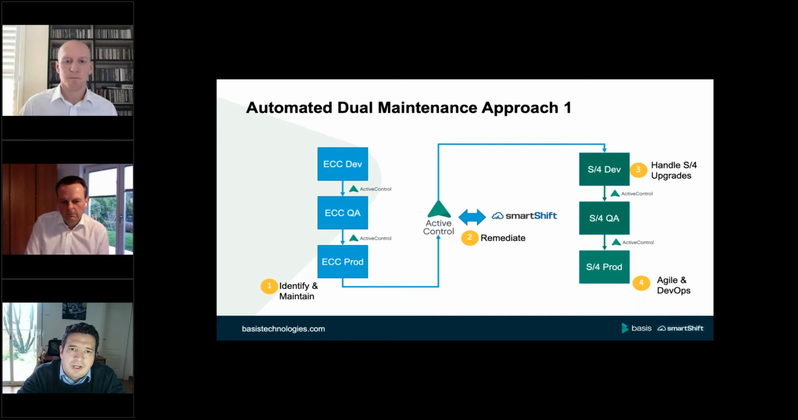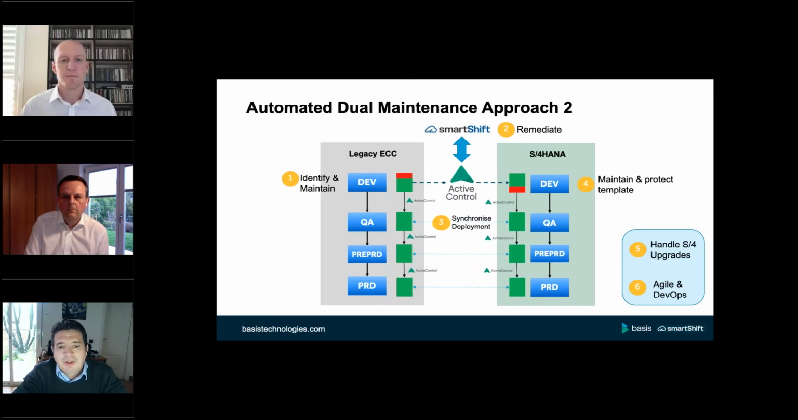The second approach or pattern, and this is especially true if a company is moving to S4 in a series of waves, in which you could have both an S4 landscape fully up and running in parallel to an ECC landscape.